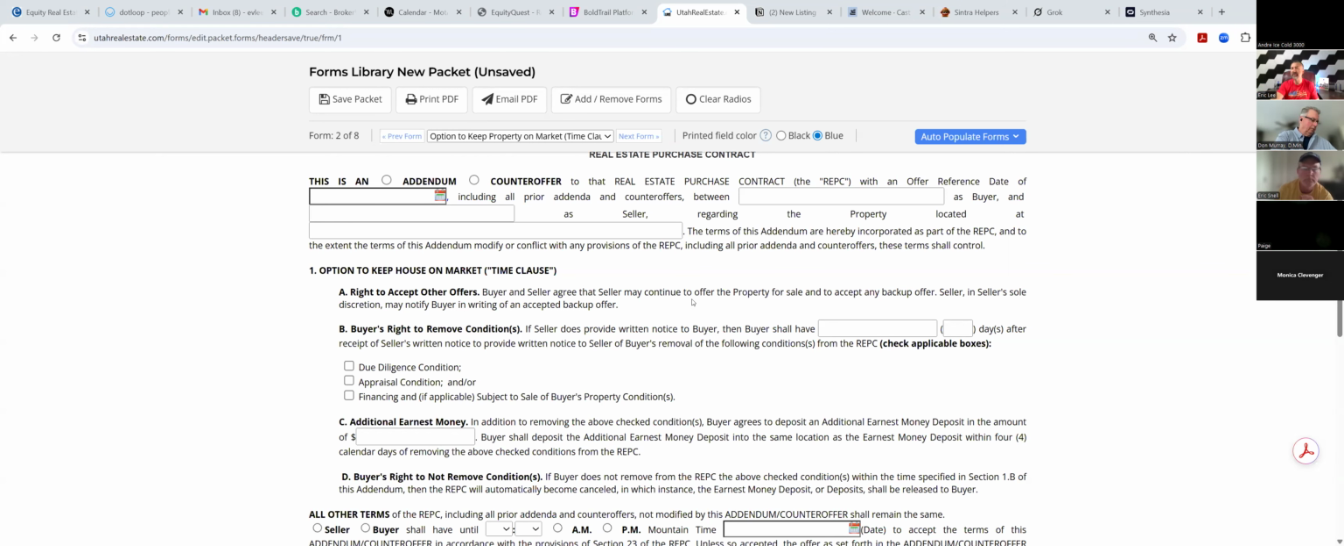So we can continue to offer the property for sale in active TC status and to accept any backup offer. Seller, in seller's sole discretion, may notify buyer in writing of an accepted backup offer. So this means that maybe I get a backup offer, but I don't like it, right? It's not a very good backup offer. It's another one with maybe a subject to sell a buyer's property addendum.